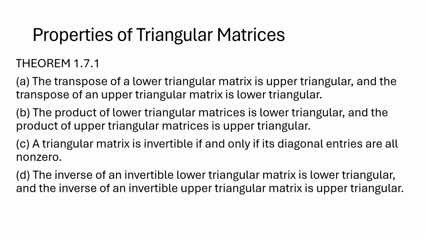The transpose of a lower triangular matrix is upper triangular, and the transpose of an upper triangular matrix is lower triangular. The product of lower triangular matrices is lower triangular, and the product of upper triangular matrices is upper triangular. A triangular matrix is invertible if and only if its diagonal entries are all non-zero, and the inverse of an invertible lower triangular matrix is lower triangular, and the inverse of an invertible upper triangular matrix is upper triangular. The first part of the theorem is evident from the fact that transposing a square matrix can be accomplished by reflecting the entries across the main diagonal.